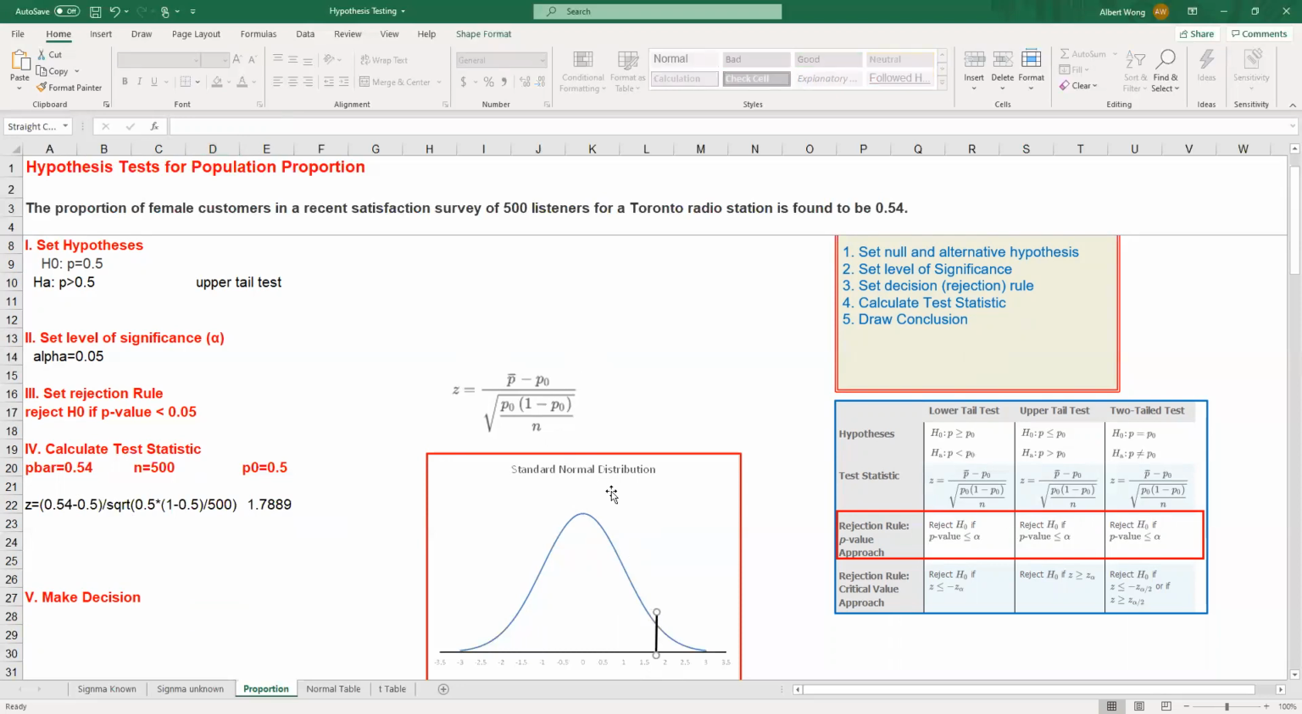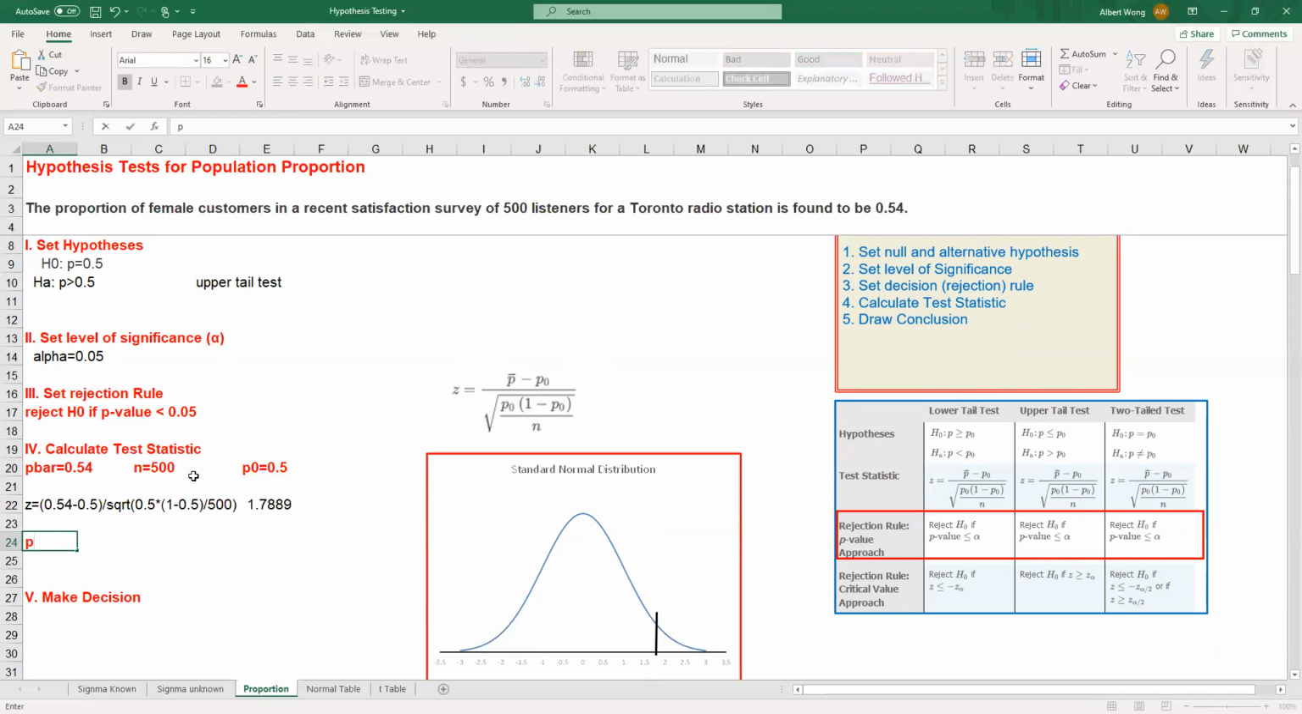So again, we're back to the normal distribution, and this is 1.7889. The p-value will be this upper tail, because it's an upper tail test. So we look at the upper tail as the p-value. We're given this point 1.7889, and we want to find this area. How do we find it? We can go to a table or use Excel, but both the table and Excel only give us the lower area, so we have to do 1 minus that.